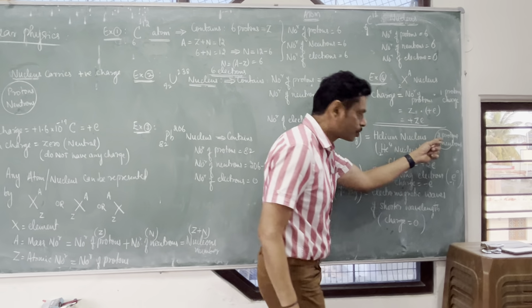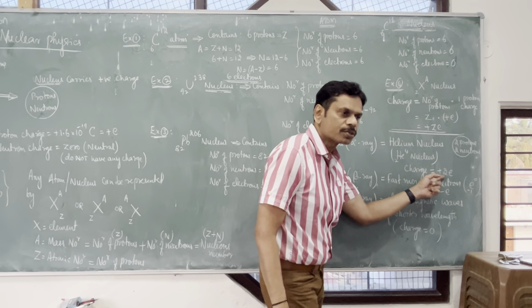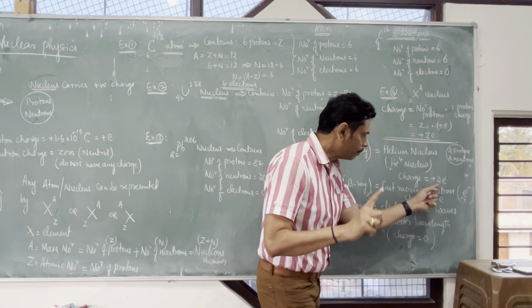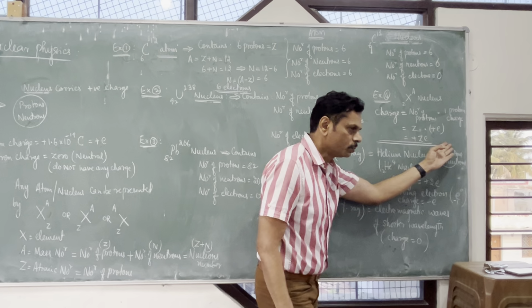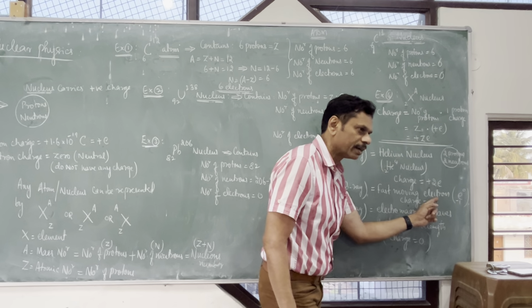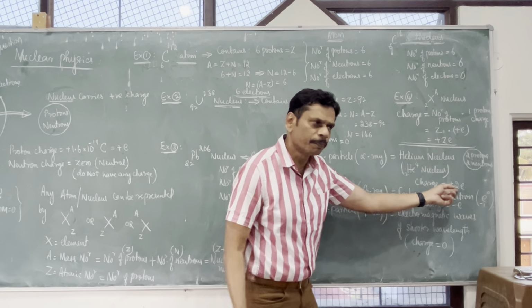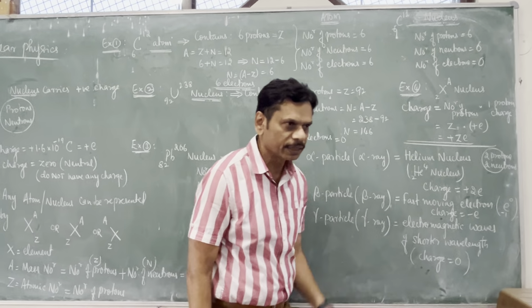Since it loses 2 electrons here, it is containing a charge of how much? Plus 2e, where e representing 1 proton charge, plus 2e representing 2 proton charge. Because it has lost the 2 electrons here now. Since it has lost 2 electrons, it is containing plus 2e, or plus 2, no problem, you can write. But e representing 1 proton charge.